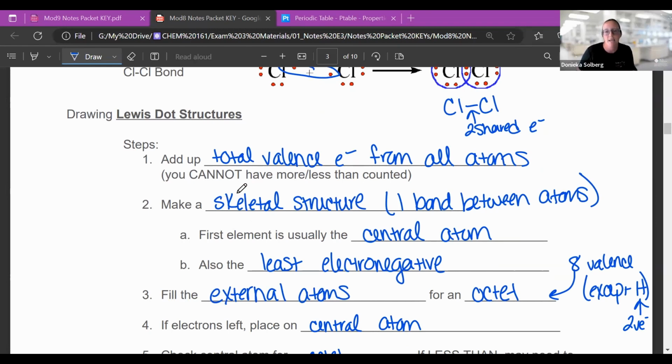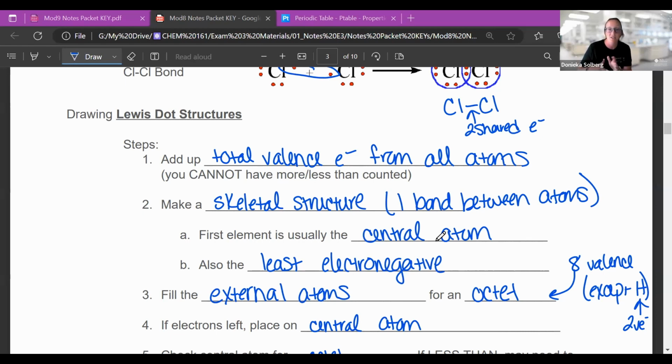The next thing you want to do is make a skeletal structure. So just put a single bond between each of the atoms. Usually we have one central atom with a bunch of atoms bonded to it. I'll tell you otherwise if it should be bonded in a line or something, but assume that there's a central atom and the rest are on the outside. The way that the formulas are written, usually the first element is the central atom. It is also usually the least electronegative element that is the central atom.